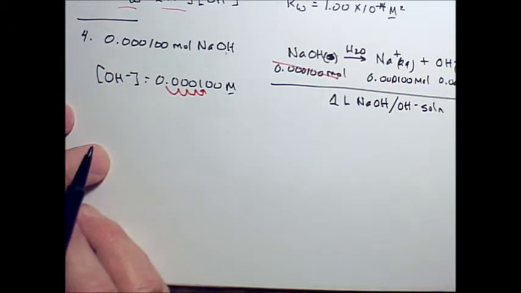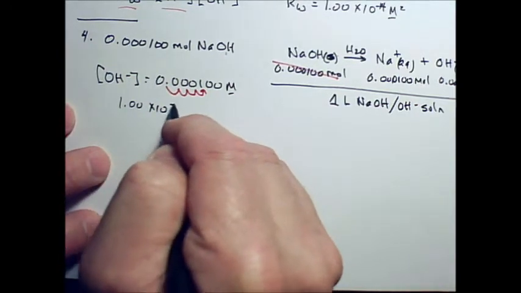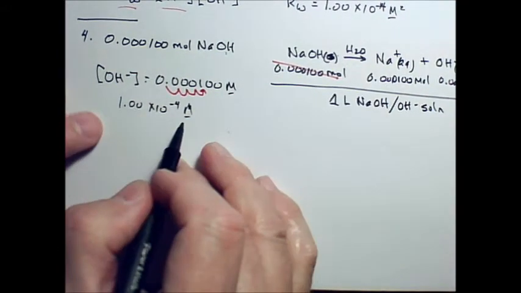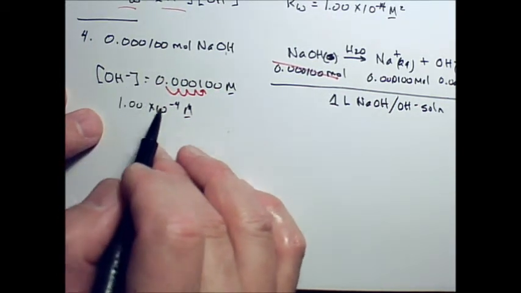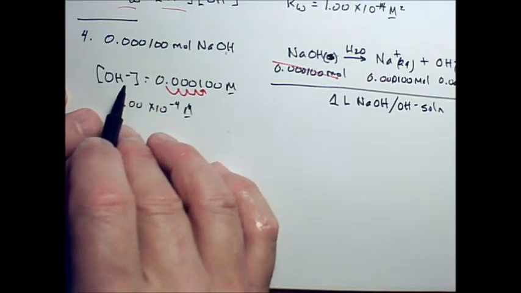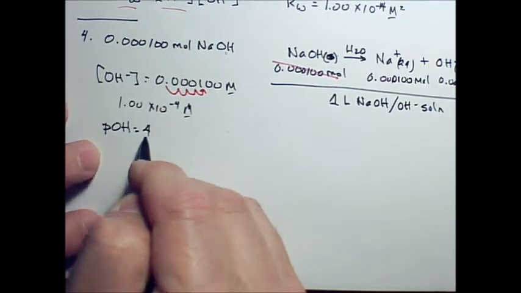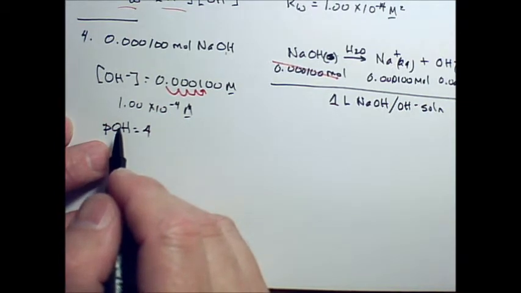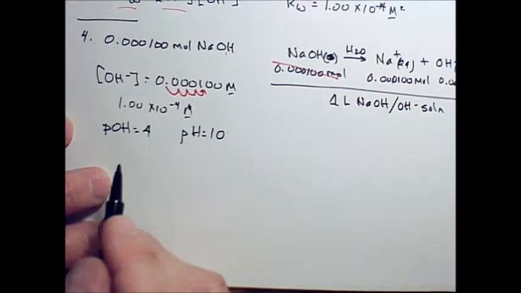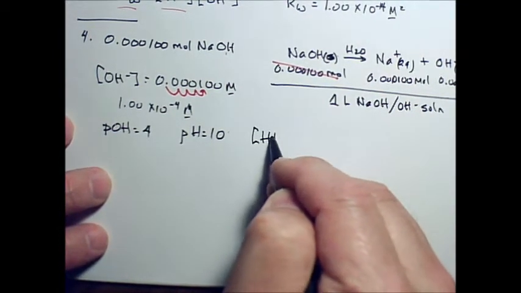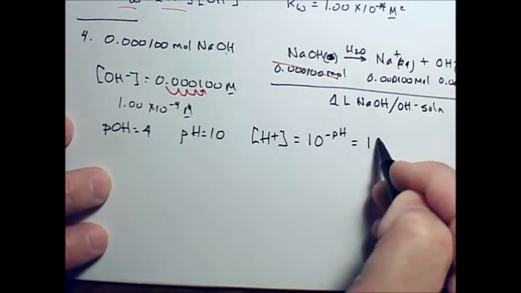You could write 1.00 times 10 to the -4 molar. Since a logarithm is an exponent, and the hydroxide ion concentration, the pOH is the negative logarithm of the hydroxide ion concentration. The pOH then is 4. If the pOH is 4, you subtract that from 14 to get the pH, you get a pH of 10. If the pH is 10, the hydrogen ion concentration is 10 to the negative pH, which is 10 to the -10.